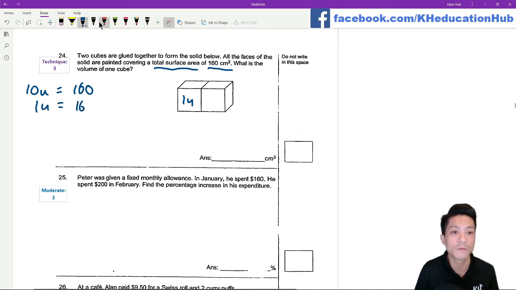Now if I want to find the length of one side, 4 times 4 will be equal to 16, right? Which means that one side is 4 cm. Now they want you to find the volume of one cube, which is 4 times 4 times 4. That is 64.